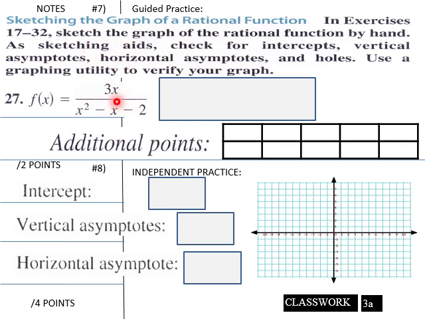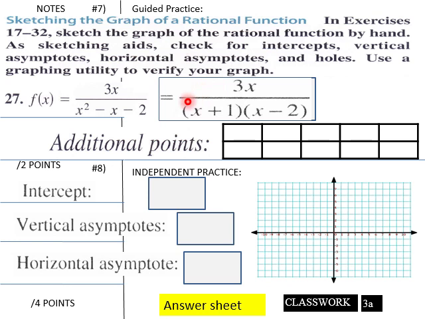Okay, let's sketch another one: 3x over x squared minus x minus 2. How would we do that? First of all, we can factor our denominator. These are the zeros of our denominator, which give our vertical asymptotes. Our intercept is through the origin: when x equals 0, then y equals 0. That is the y-intercept.